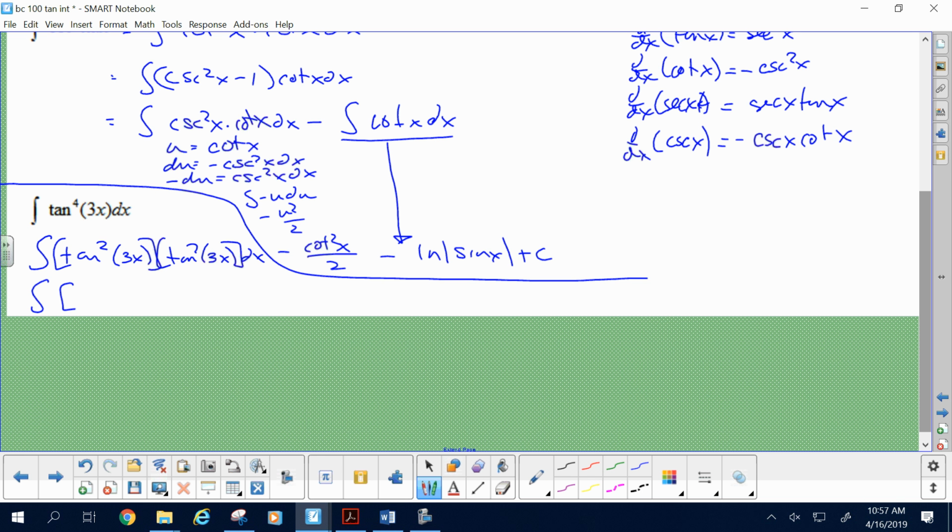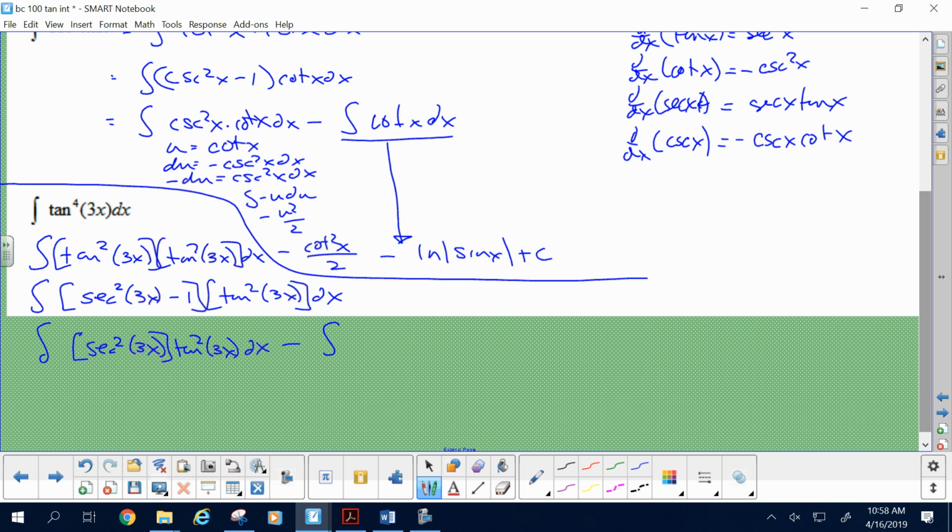So what's tangent squared equal to? Secant squared of 3x minus 1. And we're going to leave the other as tangent squared of 3x, all right? That seems like we're getting somewhere. If I distributed, I'd get one integral of secant squared 3x tangent squared 3x. And I like the looks of that.